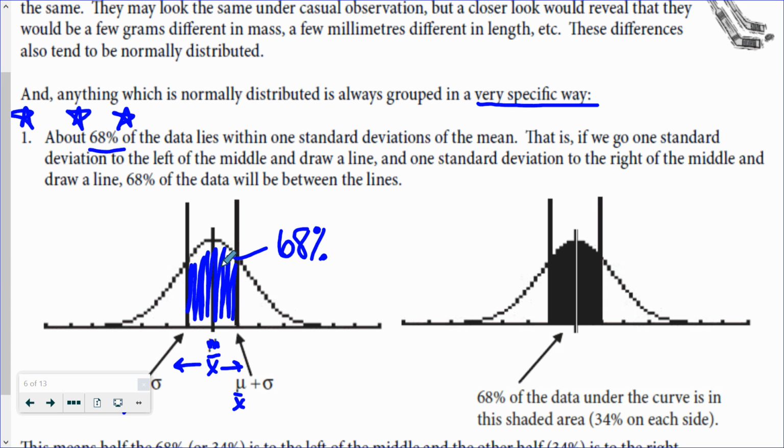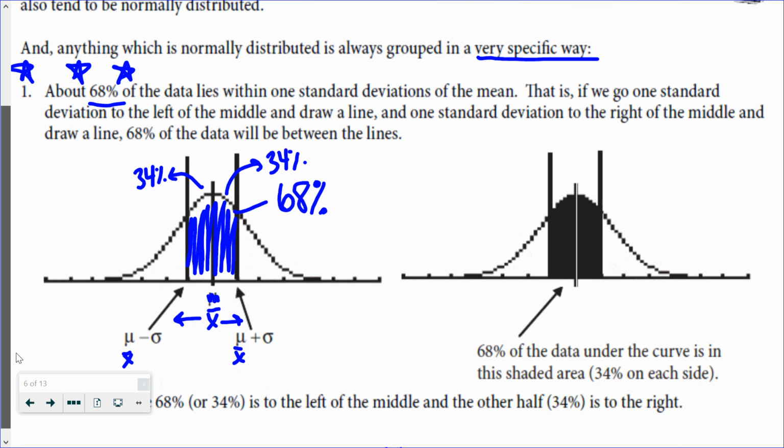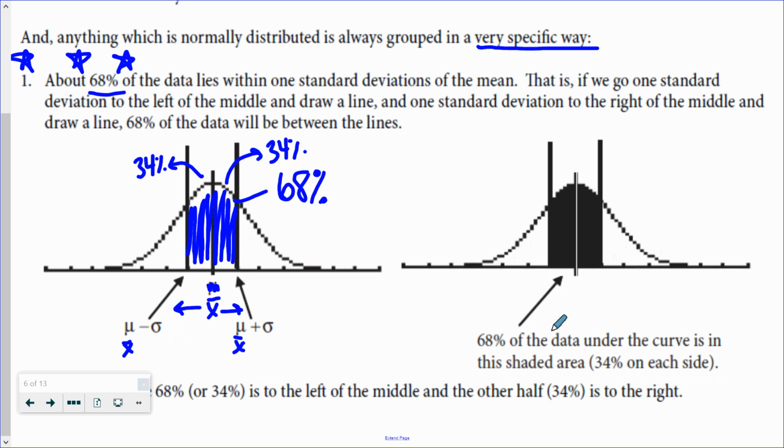Is 1 standard deviation above or below the mean. So if you can think about that, that means that 34% of the data should be 1 standard deviation above the mean, and 34% of the data should be 1 standard deviation below the mean. So those two numbers add up to 68. And that's what it's kind of saying on this side here. So 68% of the data under the curve is this shaded area, so 34% on each side.